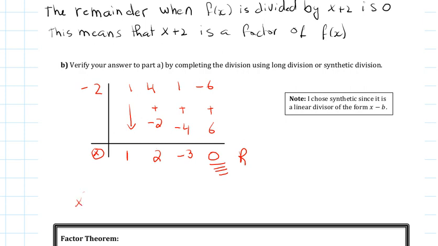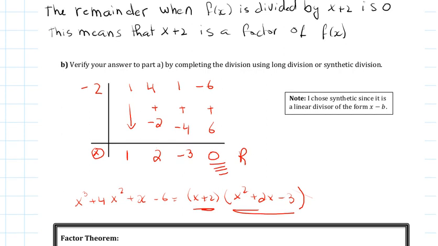So if I'm going to write my equation, x cubed plus 4x squared plus x minus 6 equals x plus 2 times x squared plus 2x minus 3 plus 0, which I do not need to write. So you see now I'm starting to factor here. I have my first factor, and then my second factor is a quadratic. We'll talk about that later.